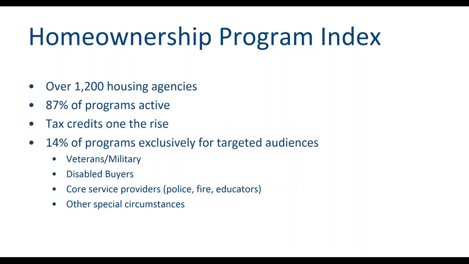Now, in that index, we are capturing information from over 1,200 different and unique housing finance agencies and local housing authorities and community development departments, nonprofits, and so forth. We already said 87% of those 2,400 programs around the country are active. They have dollars available today, and we track that monthly as well.